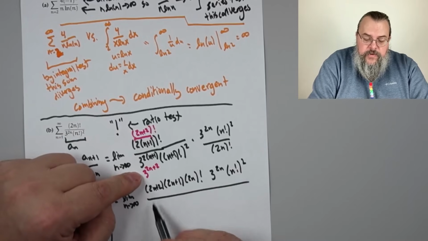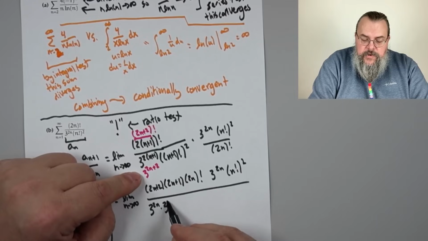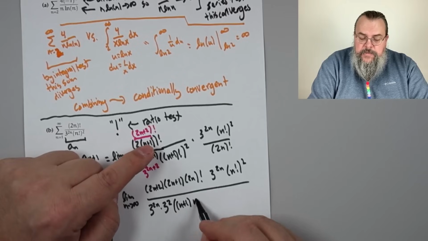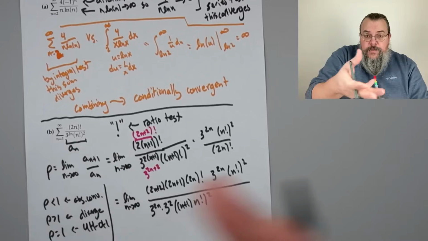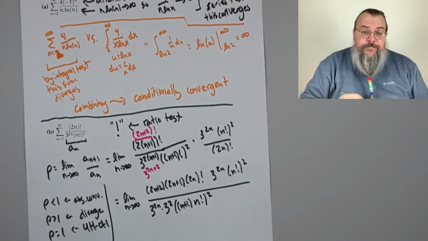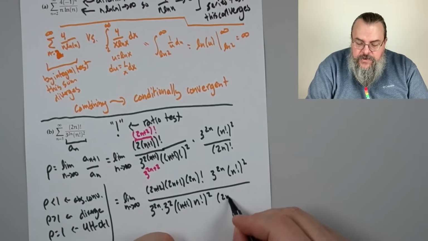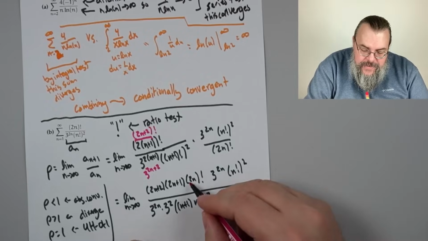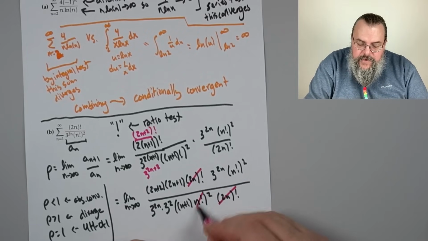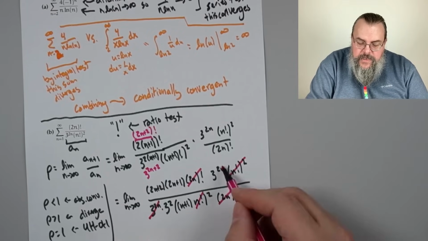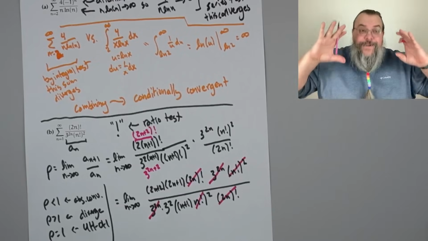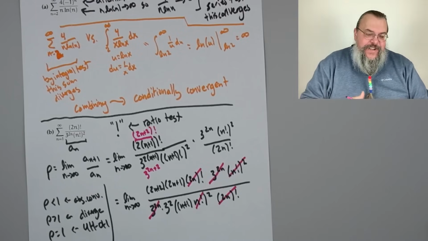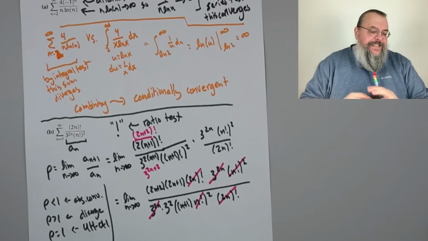Downstairs, this is 3 to the 2n times 3 squared. n plus 1 factorial is n plus 1 times n factorial. We just pulled off, in this case, one term. And then we still have our 2n factorial. Okay, well, cancel. Nice. n factorial squared cancels. 3 to the 2n cancels. And this is why the ratio test works with factorials. Lots of cancellations. The factorials will cancel out.